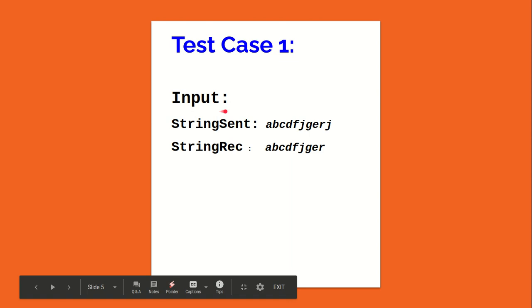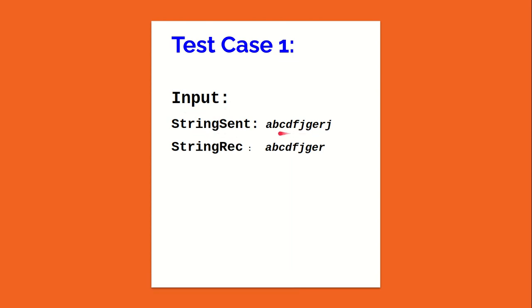First test case. Input string sent is A B C D F J G E R J and string received is A B C D F J G E R. Here it is observed that the first string has 10 characters and the second string has 9 characters. One character is missing at the receiving side, so we need to find the missing character in the second string.